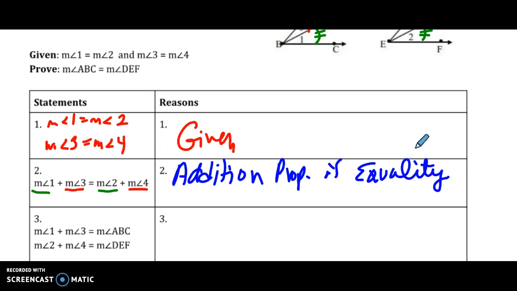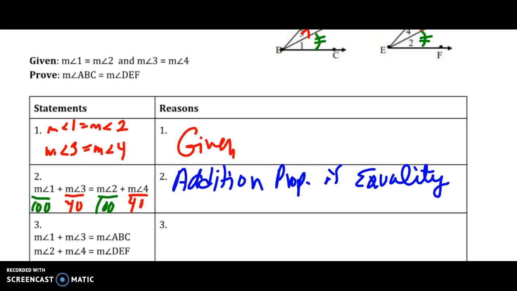Alright, so that just says if I add equal things to equal things, the sums are equal. Since 1 and 2 are the same, 3 and 4 are the same, they're all equal. So for example, if these had numbers, say this is 100, which means this is 100, and say this is 40, and this would be 40, 140 equals 140. So that allows us to set the sums equal to one another.